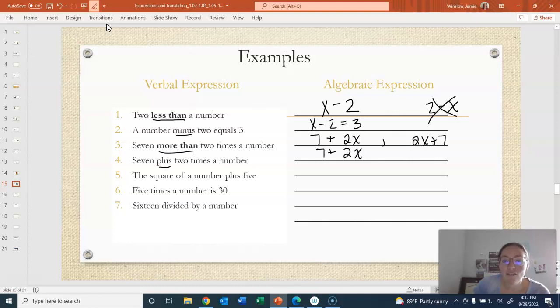The square of a number plus 5. So a number, square it, plus 5. 5 times a number is 30. And 16 divided by a number. I use x for all numbers. You could use any letter you wanted to.